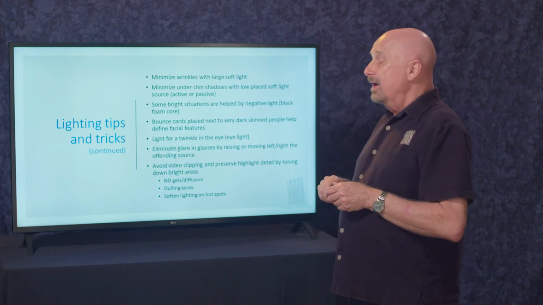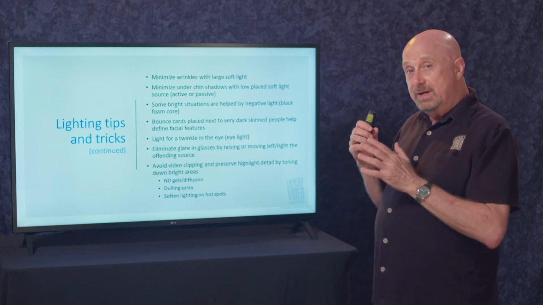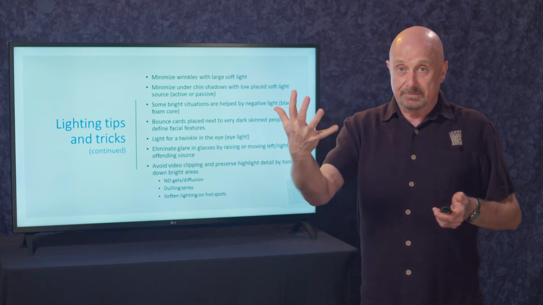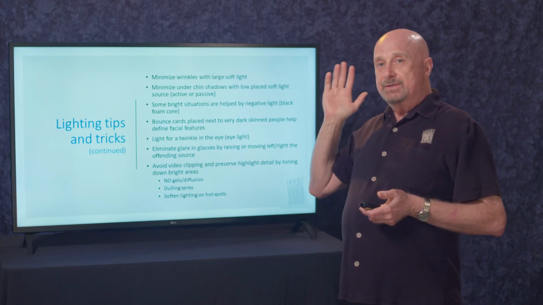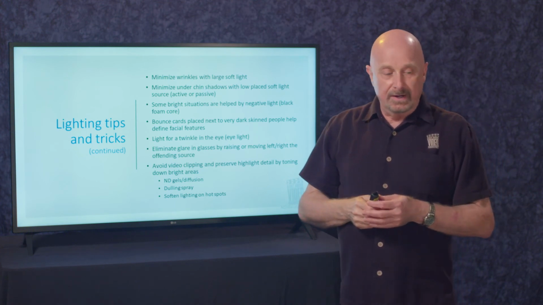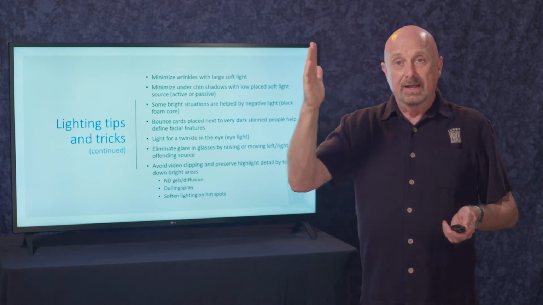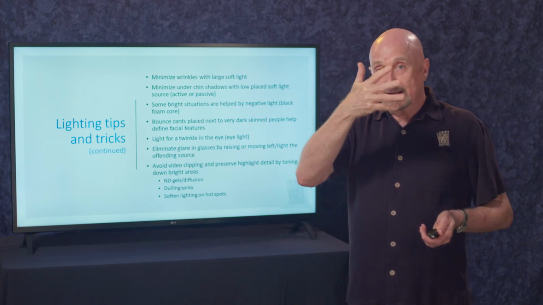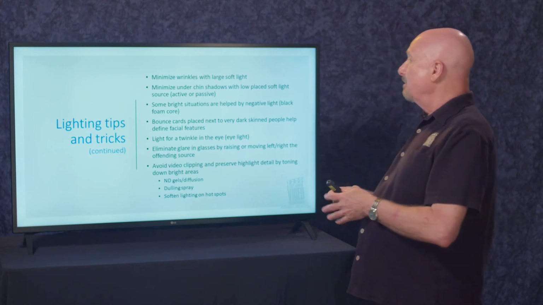Bounce cards are very cheap, very easy to use, and you can't light a dark-skinned person by splashing a lot of light on them. What you have to do is skip the light, reflect the light off them like a mirror. So taking a white bounce card placed close to a dark-skinned person will help define that person's face by reflecting highlights off their face. And what you're seeing really is the reflection of the white card off their face.